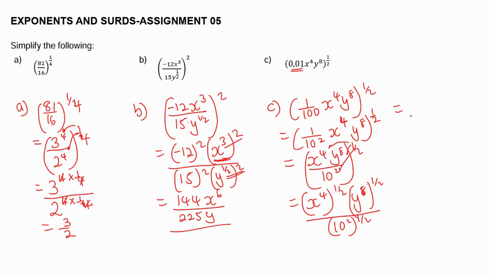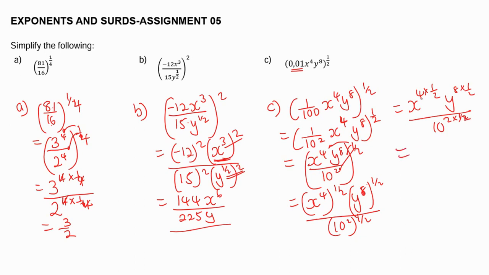Then what we get? We get x to the power 4 times 1 over 2. Some of these steps you can skip. I'm doing this because I'm explaining, so some of these things you can just skip them. Right? And then y to the power 8 times 1 over 2. And then 10 to the power 2 times 1 over 2.